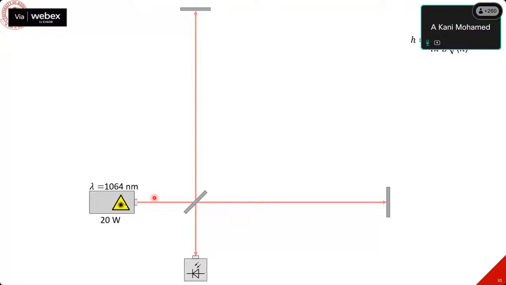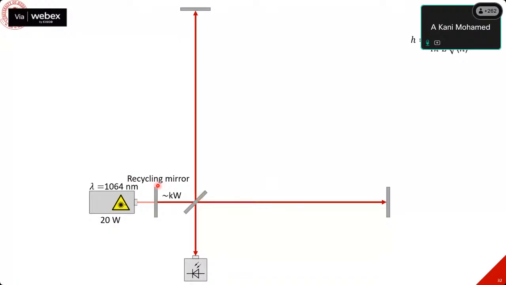So one way to increase the intensity is by placing a mirror. This is called a recycling mirror. What it does is it makes a destructive interference for the transmission and constructive interference for the reflection. So almost all the light is being reflected back, and the light goes back and forth. Finally, we can achieve a kilowatt of power within this interferometer.